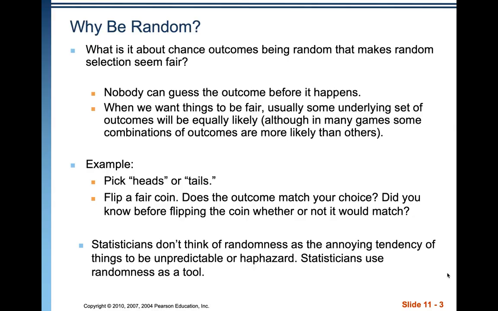All right. So, what is it about chance outcomes being random that makes random selection seem fair? People feel like, oh, okay, it was selected randomly. That's fair. No one can guess the outcome before it happens. And also, many times that we're doing that, we want equally likely outcomes. And so, when we draw names from a hat or select a random digit, all the results are equally likely.